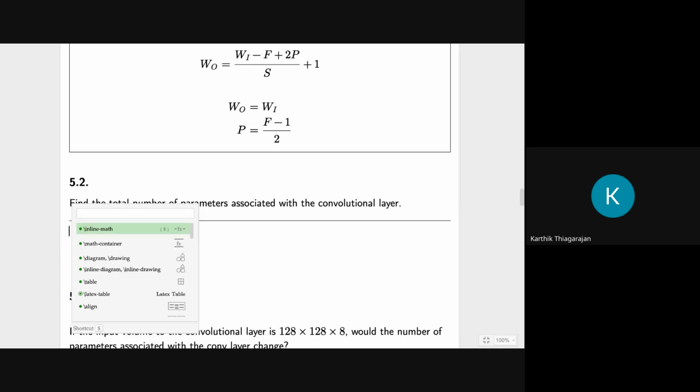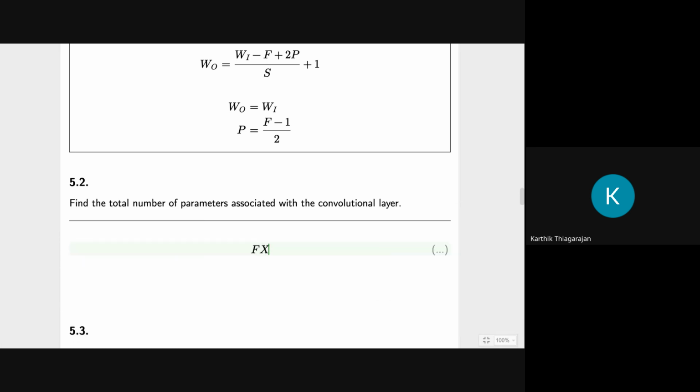So we have the formula. You have F cross F, right? That's the number of parameters for one slice. But then you have how many slices? You have D slices, correct? So that is one kernel. One kernel itself has F squared D parameters, and then you have K such kernels, right? So this is 5 squared into D is 8, into 16. So this will turn out to be 3200.